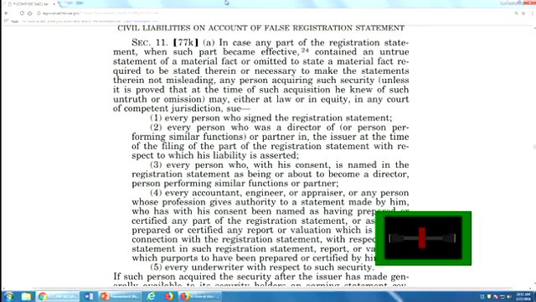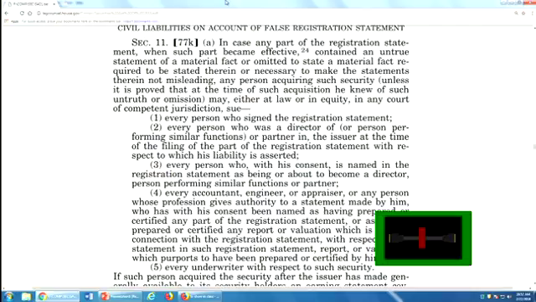Okay, experts. Experts are liable only for the portions that they are certifying, attesting to their expertise, right? So accountants are not liable for misstatements in other parts of the registration statement other than the part that they certified, the financial statement. What about lawyers? There was a question on Tuesday about lawyers.